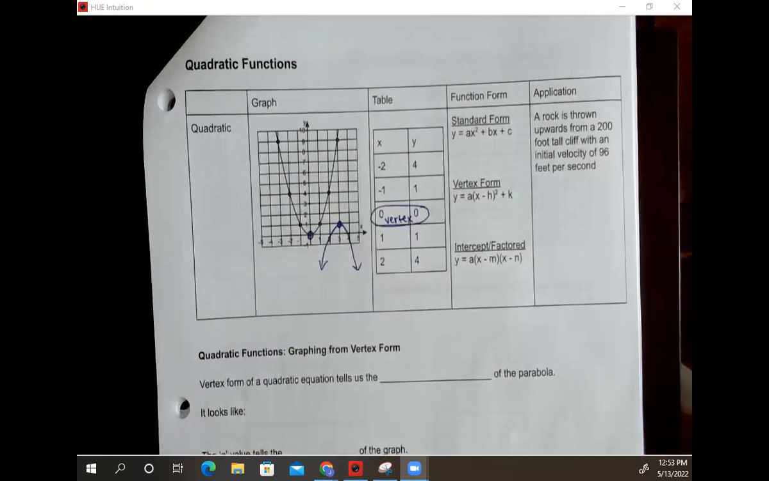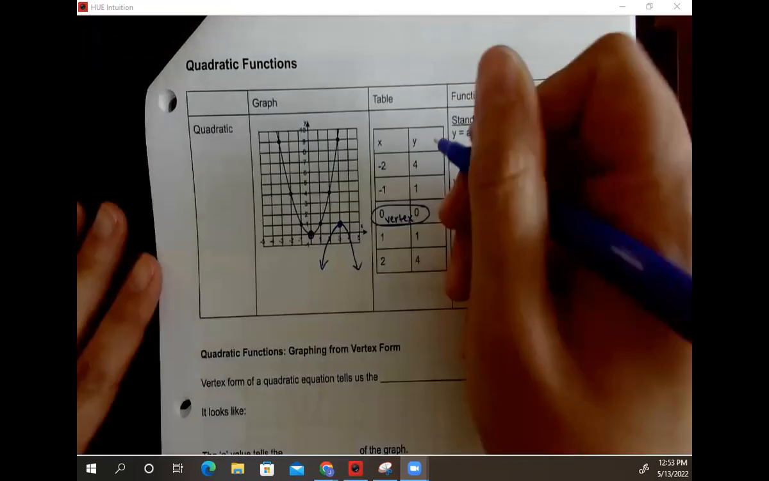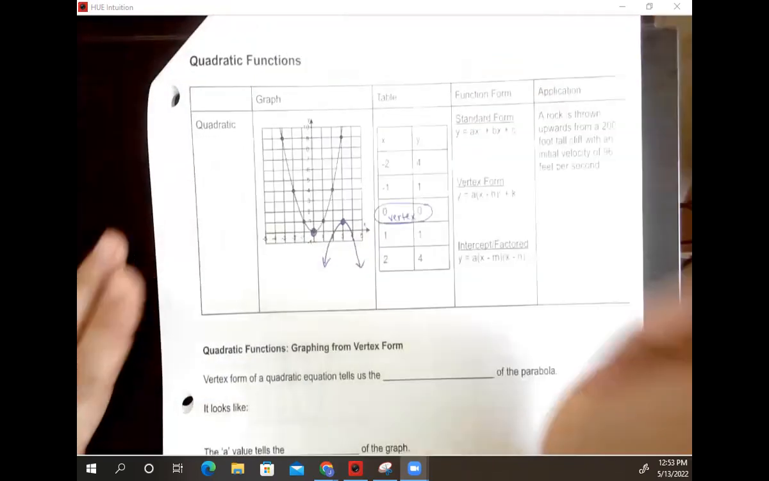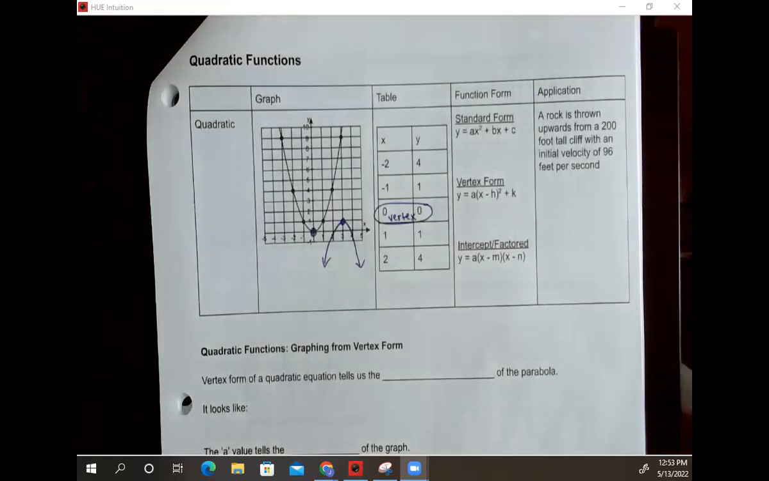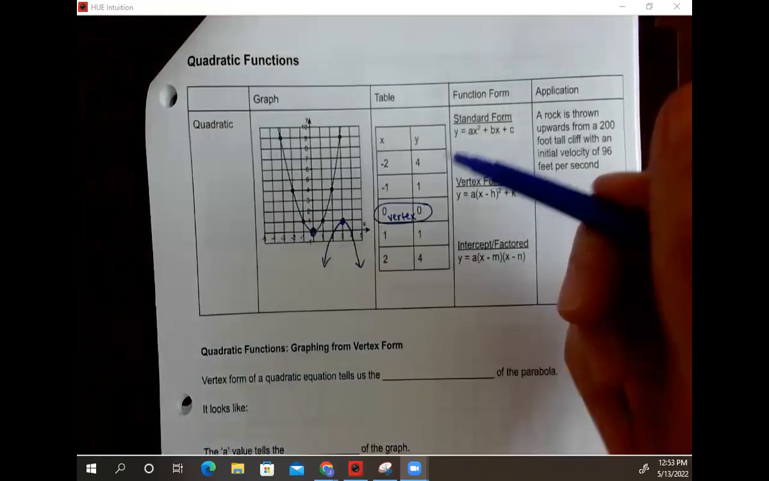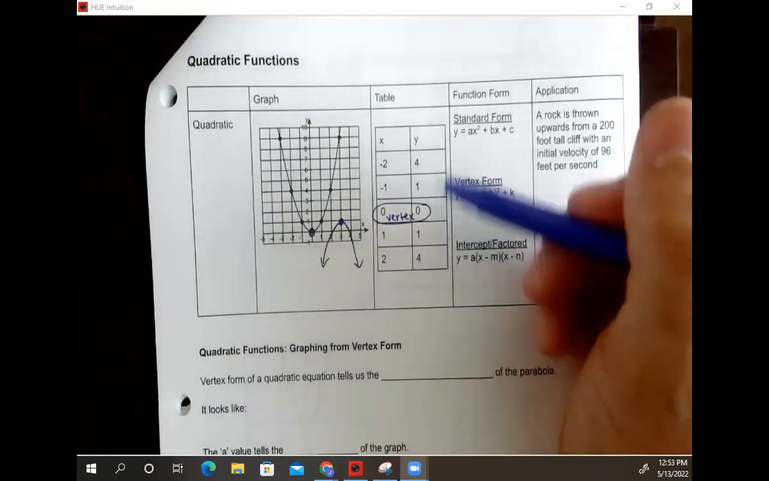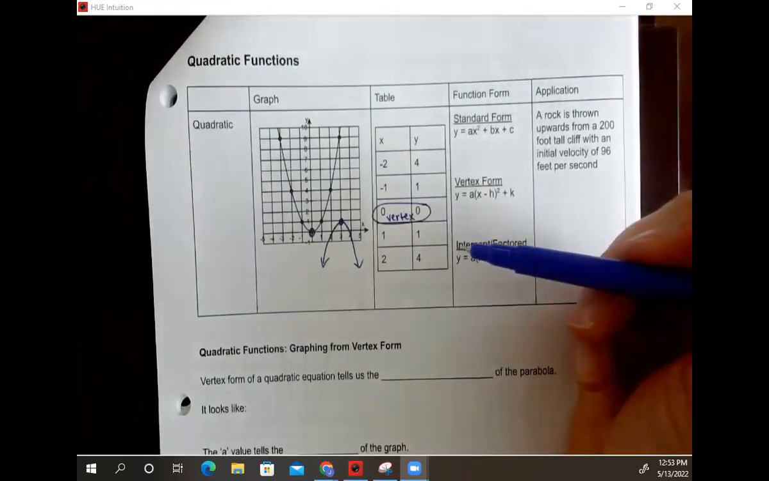Something that we didn't talk about so much in our quadratics unit, but that you will see in Algebra 2 next year, is there is actually a pattern to the y values when I'm looking at a table for a quadratic function. So when we talked about our linear functions, we said that the y values were always increasing or decreasing by the same amount. So I was always adding 2 or subtracting 5.